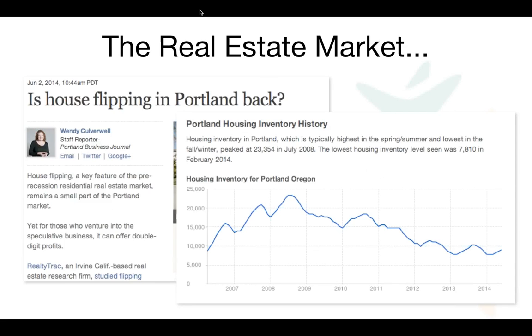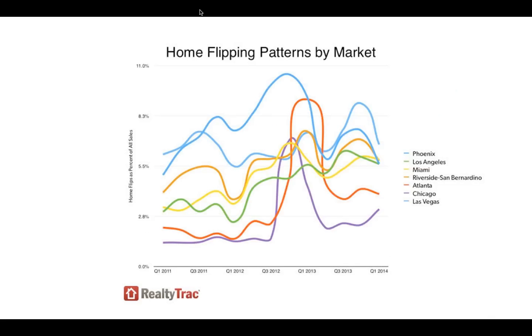And this is an article from June 2nd. Some writers up here in Oregon are asking, is flipping back in Portland? And their answer to that was yes. And there were some studies shown with all kinds of things happening. So here's kind of a wacky picture from RealtyTrac. And these are from some of the bigger markets in the country showing home flipping patterns.